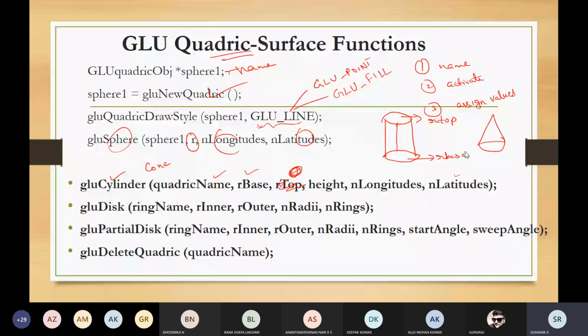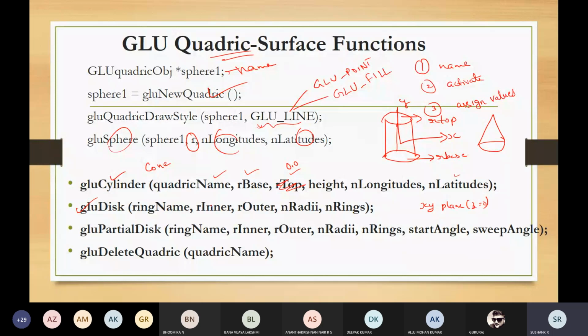You can also display a disk. See here, for the cylinder case, the base of the cylinder object will be in the xy plane, where the value of z is 0. The same thing applies to the disk also. The disk will be displayed in the xy plane where the value of z is equal to 0.